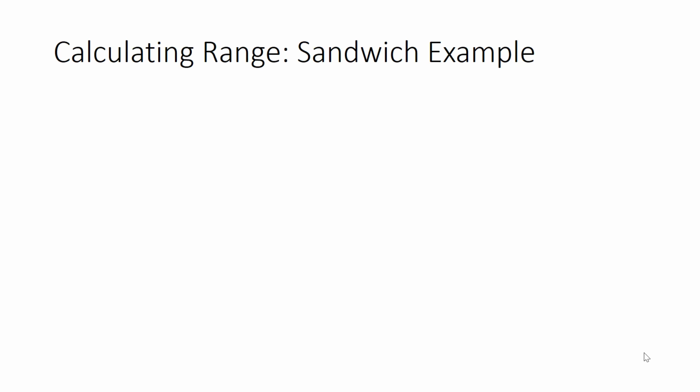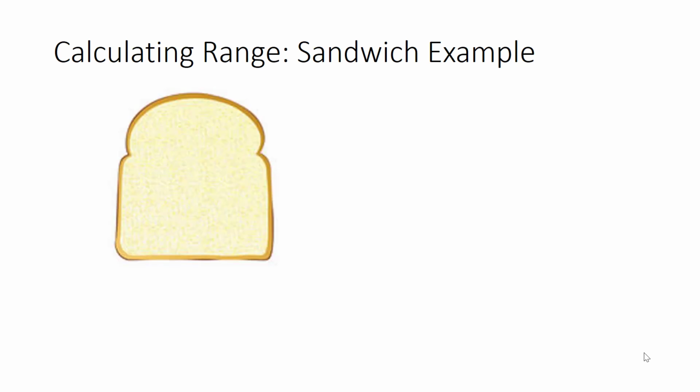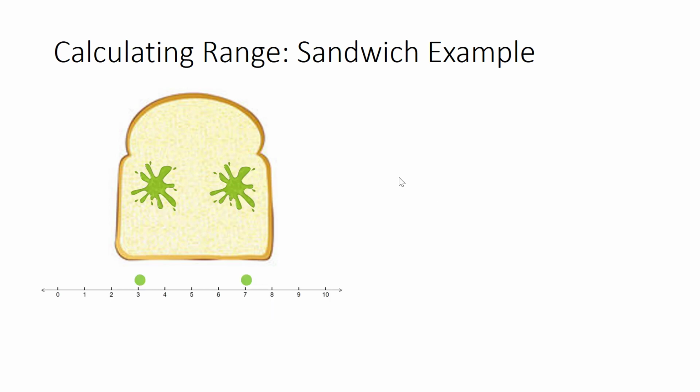So let's use our sandwich example to explain how range works. In our first example, let's just pretend that we're making a sandwich and we only put 2 little dollops or squirts of mustard, mayonnaise, again, whatever you're putting on your sandwich. That's it, and you stop there. So I could represent this in a one-dimensional way by just putting 2 data points down, one at 3 and one at 7. Doing this, we can calculate mathematically our range of 7 minus 3, or 4.